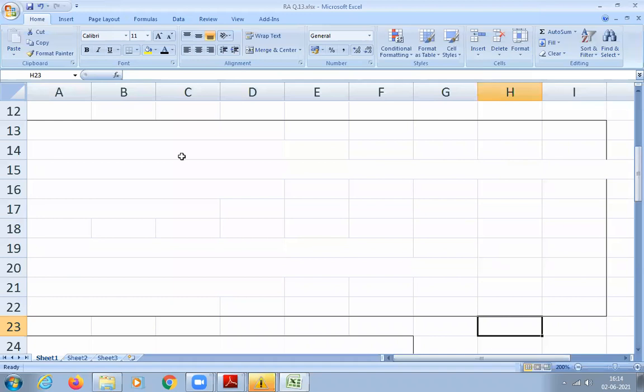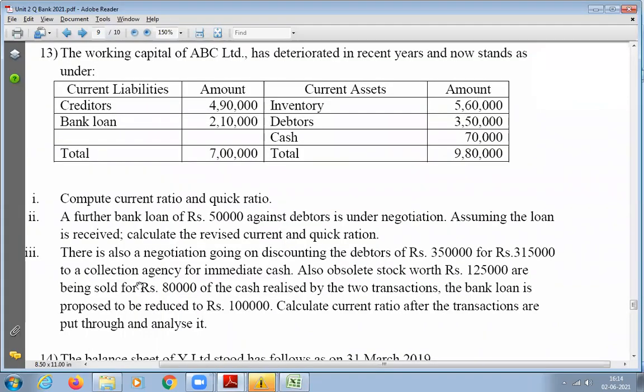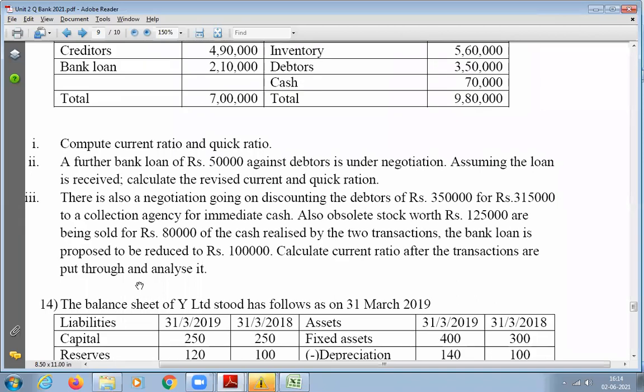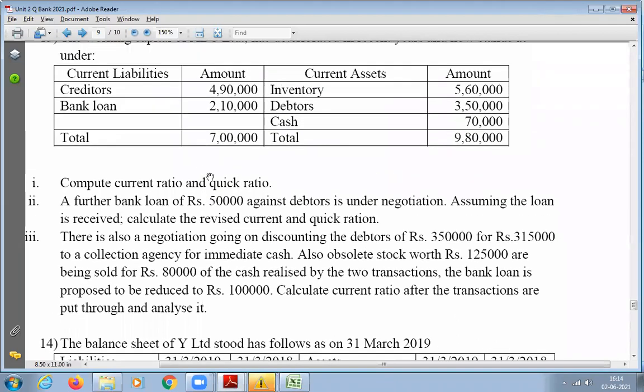Then second scenario, what's happening? Second scenario to calculate now. One is they're taking one more bank loan. How much? Worth of 50,000. When I take a bank loan, what will happen to the current liability? Will it increase or decrease? Increase. Earlier bank loan is 2,10,000. It will become 2,50,000, so 2,10,000 plus 50,000. How much will it become? 2,60,000.